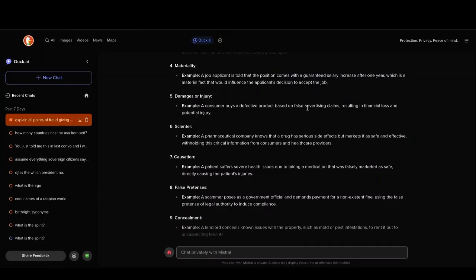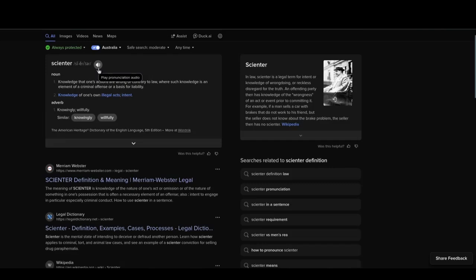If you bought a shaver for your face and it said it's never going to cut you, but then it cuts you and the seller knew it was going to cut you, there you go, now it's fraud. So this word, I've never heard this before, but it's pronounced scienter. Scienter. Knowledge that one's actions are wrong or contrary to law, where such knowledge is an element of a criminal offence or basis for liability. Knowledge of one's acts, knowingly, willfully.